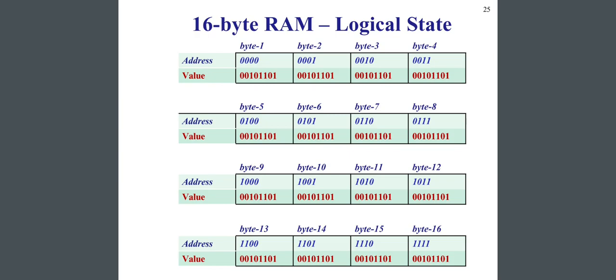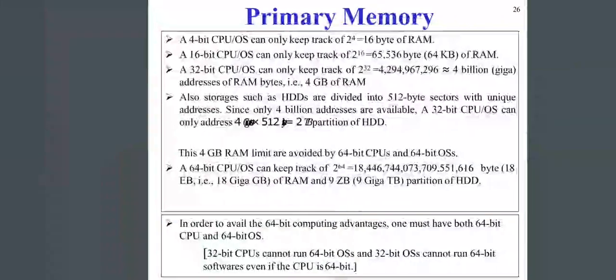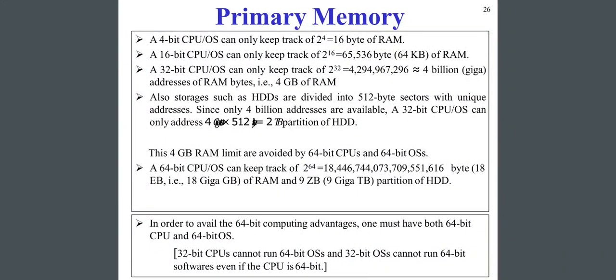So that is an example of a 16-byte RAM logical state. Again, all the bytes have their own unique address, but all the bytes have the same value, not different. A 4-bit CPU or OS can only keep track of 2 to the power 4, that means 16 bytes of RAM. A 16-bit CPU or OS can only keep track of 2 to the power 16, that means 65,536 bytes or 64 kilobytes. Generally, we say this is 64 kilobytes of RAM.